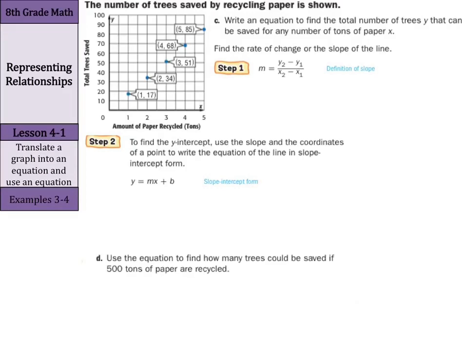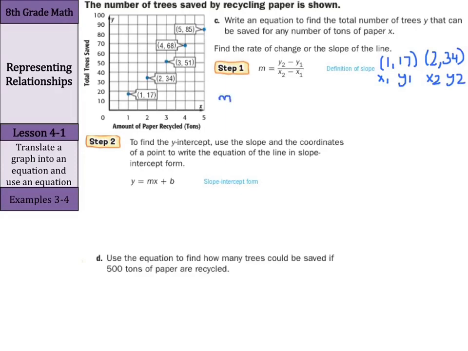Now we need to pick 2 points from that graph. Well, let's keep it simple. Let's pick 1, 17 as one of the points and 2, 34 as the other. Let's call the first ordered pair our x1, y1, our second ordered pair our x2, y2. Now we can make our substitution in.